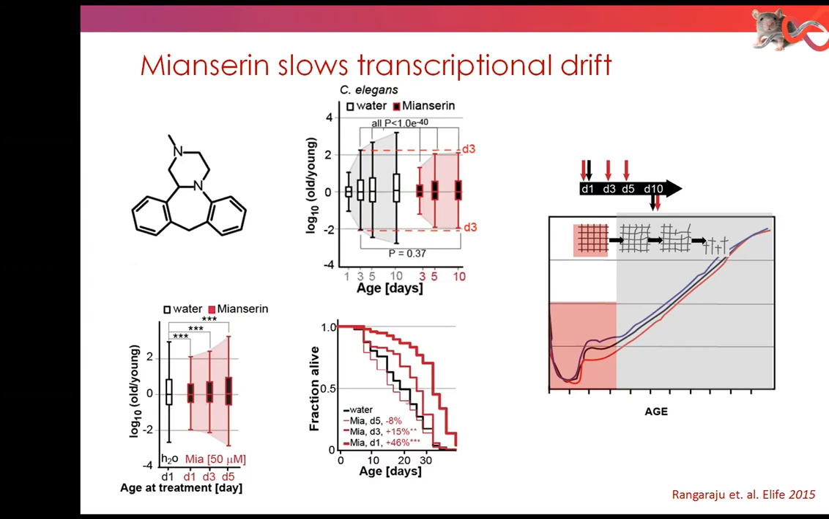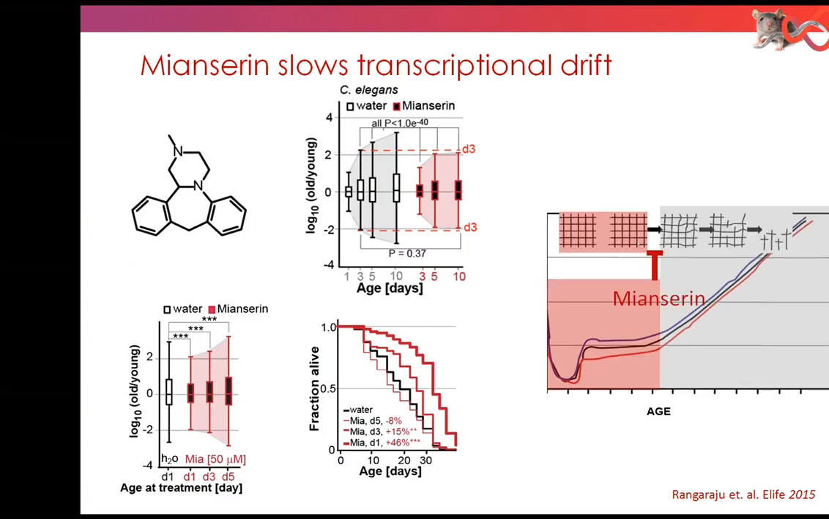So this is the control lifespan. If we added Mianserin on day 1, we have lots of suppression of drift and we have a big increase in lifespan. If we add it on day 3, we still have a 15% increase in lifespan, but less suppression. And if we add it on day 5, we even get a slight reduction in lifespan, consistent with a slight increase in transcription drift. And what that said essentially is that what Mianserin does, it prevents this transition from an ordered to a disordered network.